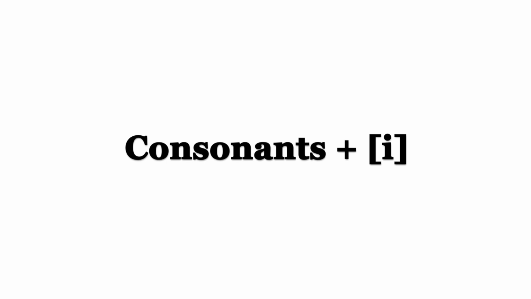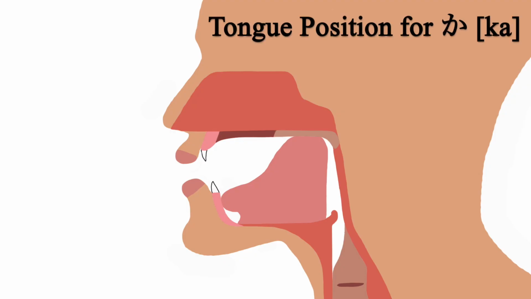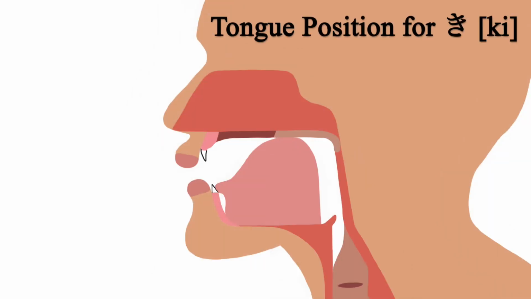Did you do well? I bet some of you had a problem pronouncing ki. That's because when consonants are followed by the I vowel, the place of articulation changes. In this case, you move your tongue a little forward for ki. Ki.